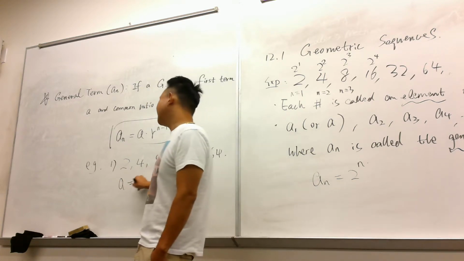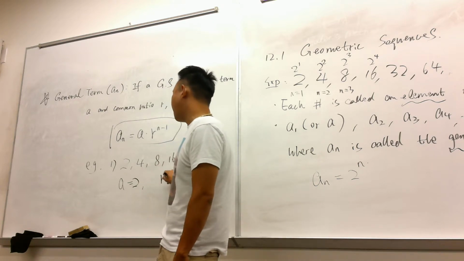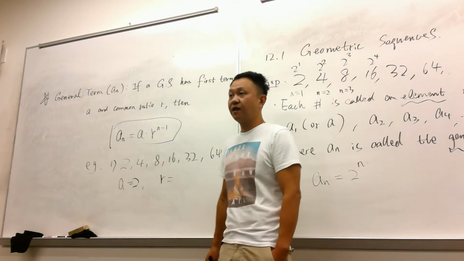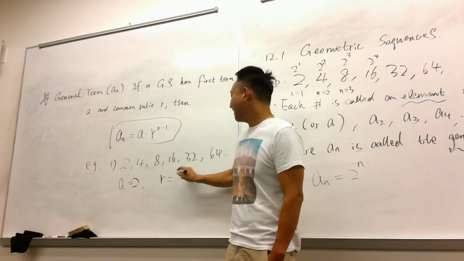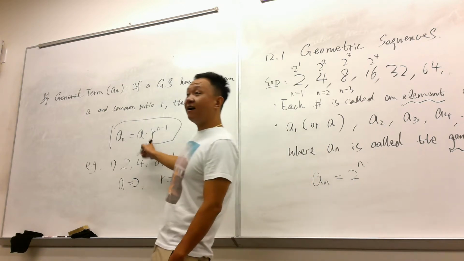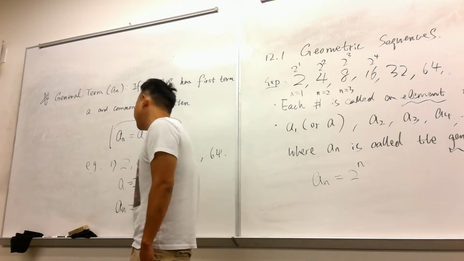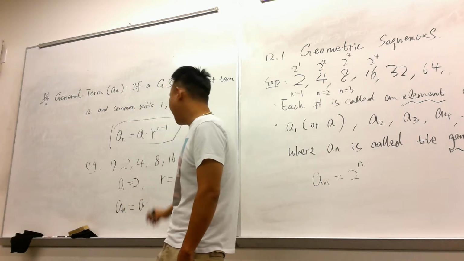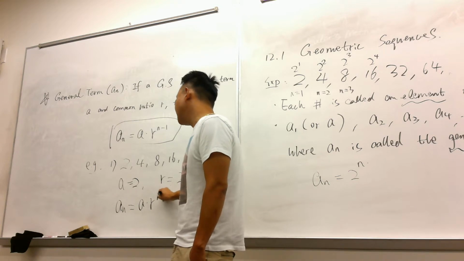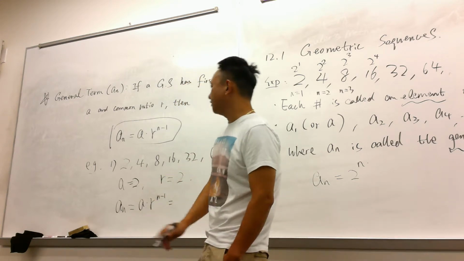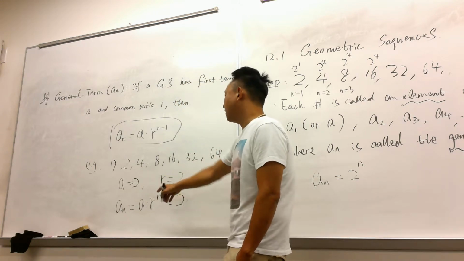2, right? And then what is the common ratio R of this geometric sequence? 2, right? So based on the formula for the general term, we should have A sub n equals the first term times the common ratio R to the power of n minus 1. And then you substitute A by 2, and you substitute R by 2.